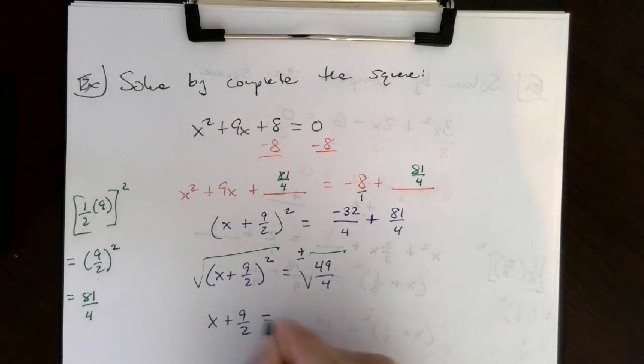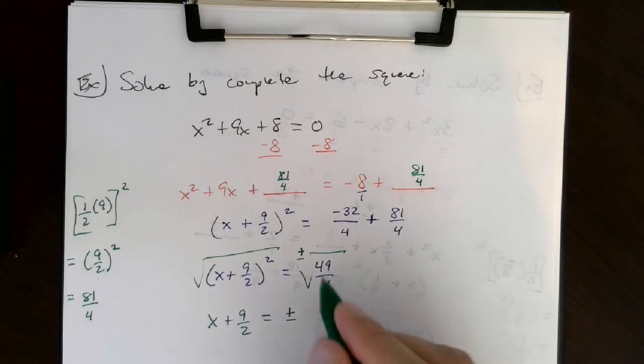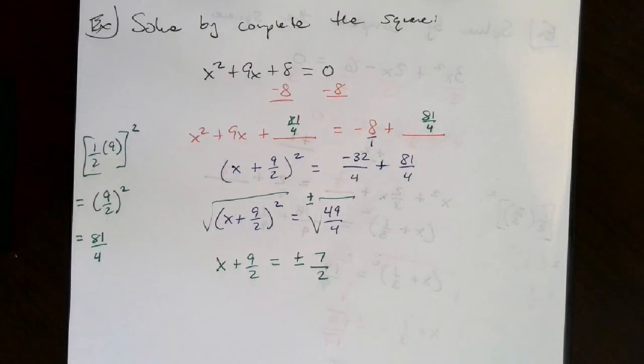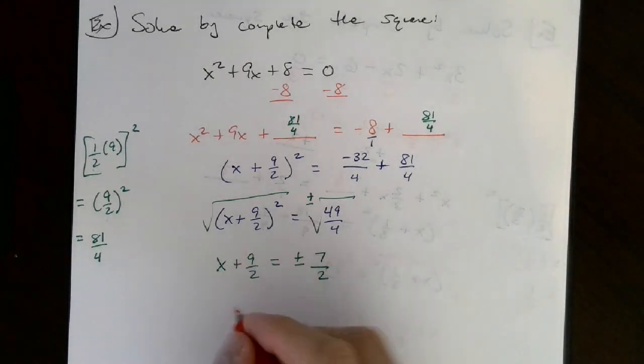We have x plus 9 halves equals plus or minus the square root of 49 over 4. Actually, that's a perfect square in the numerator and denominator. The square root of 49 is 7. The square root of 4 in the denominator is 2, so it's really plus or minus 7 halves. And now we're ready to solve for x.